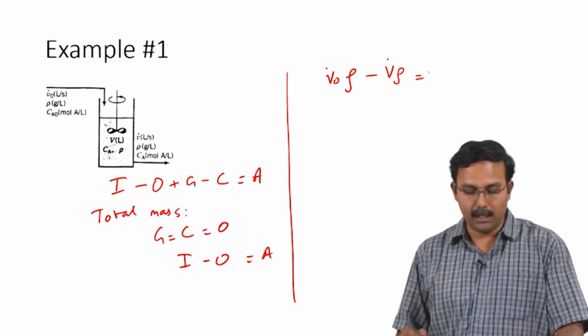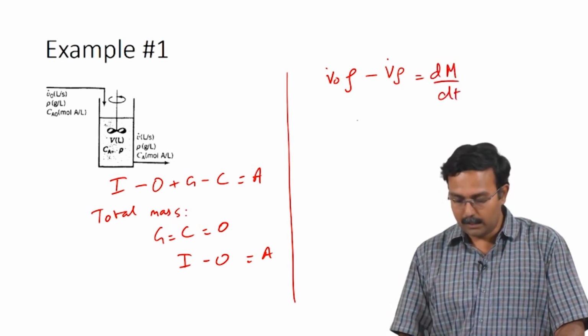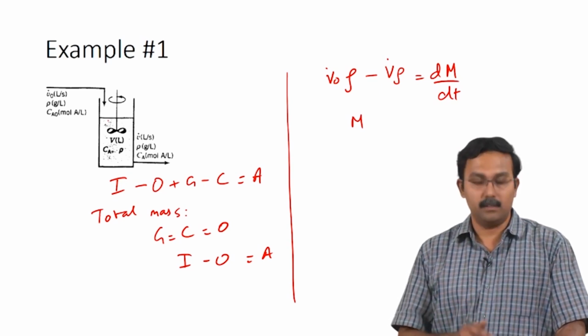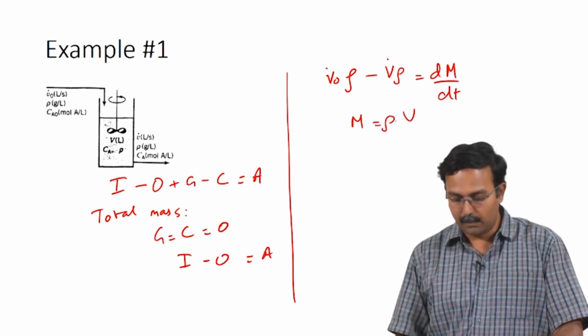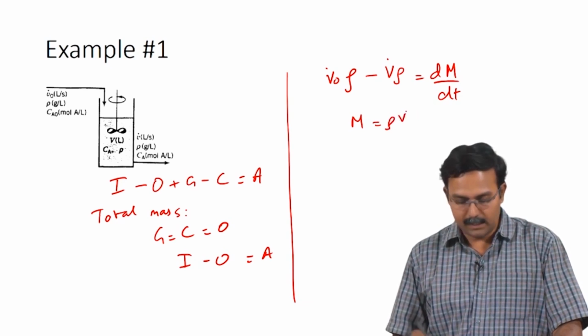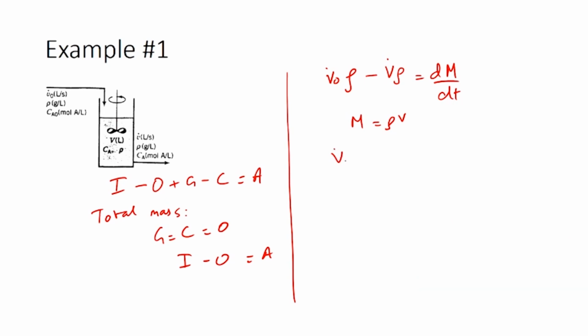Now the accumulation term has to be accounted for. The accumulation term would be dm by dt. This m is the total mass of the components inside the reactor. How do we account for this m? That would be equal to rho times V, where rho is the density and V is the volume in liters of the reaction mixture inside the reactor. So, the equation then becomes V naught dot rho minus V dot rho equals d rho V by dt, where rho is actually a constant, so it can be taken out of the differential. It will become rho dV by dt equals V naught dot rho minus V dot rho.